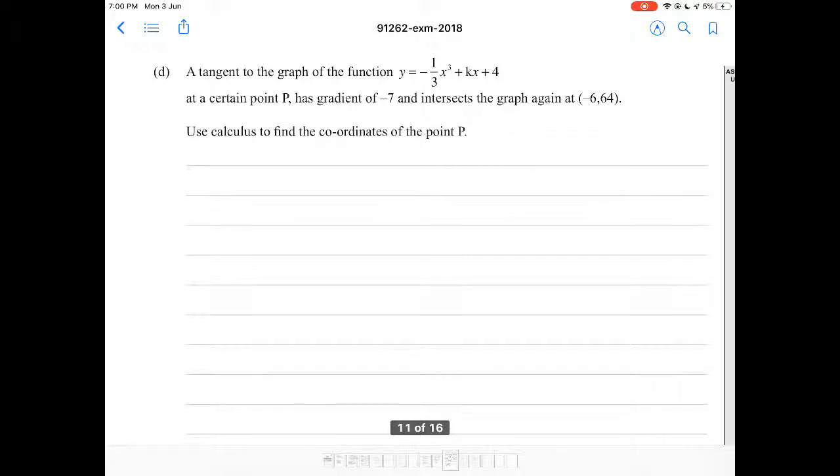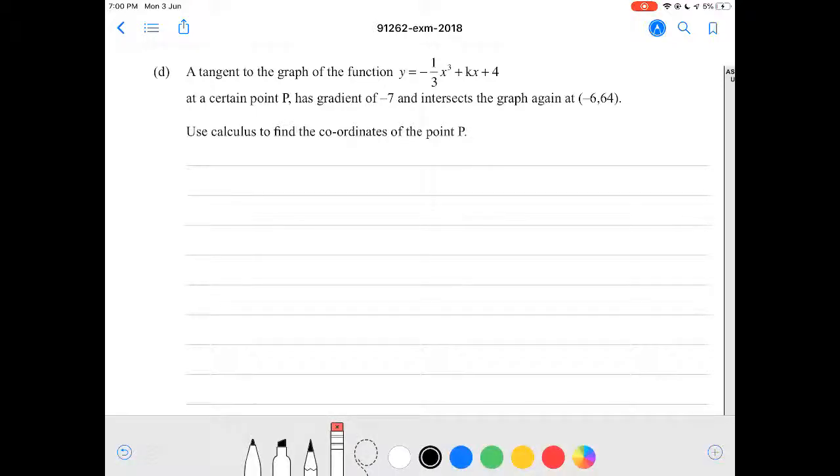we need to find what the k value is first. Okay, so if we find what the k value is first, okay, so right, okay, so it's going to intersect the graph again at negative 6, 64. Sorry, I got a bit blacked out there. Okay, so therefore we can substitute negative 6 and 64 to find our k value.